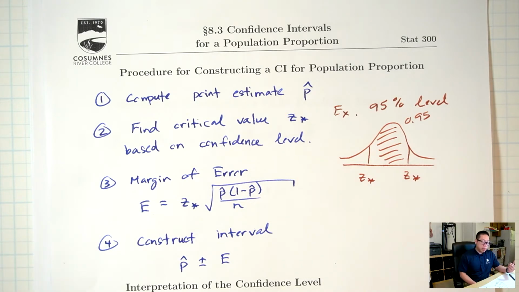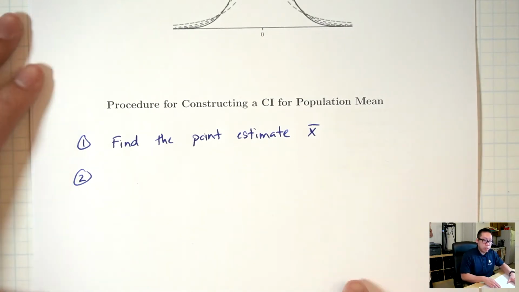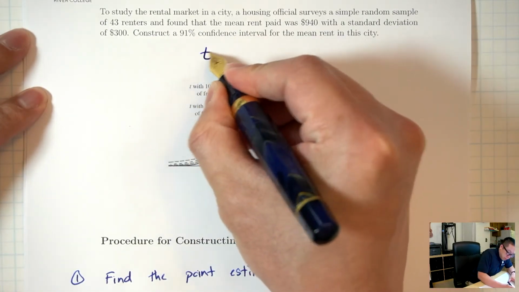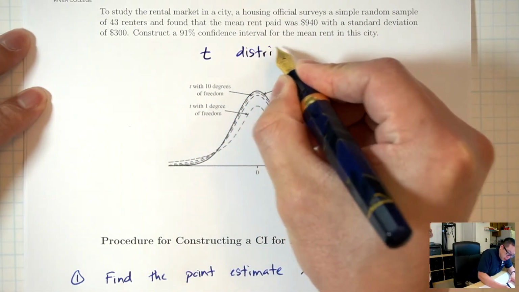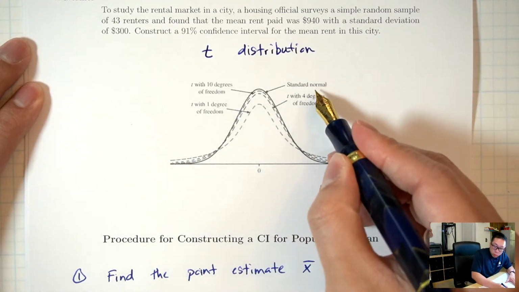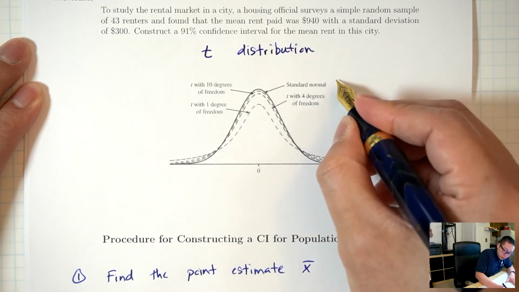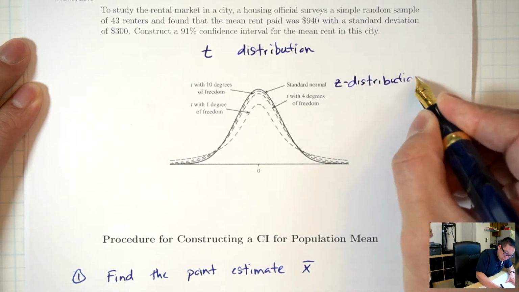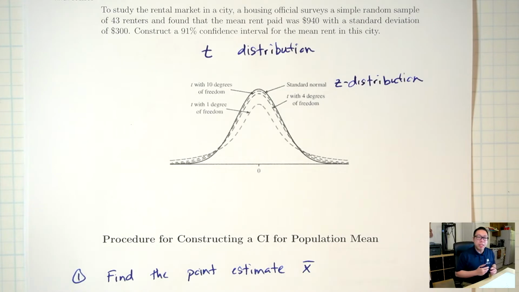So it turns out that for the mean situation, the Z distribution doesn't quite work. And we have to use a new distribution called a T distribution. So that's this picture up here. The solid line here, that's our standard normal picture. So the solid line is our Z distribution. The dotted lines are our T distributions. So notice that there's not just a single T distribution, there's a family of T distributions. Actually one for each sample size that we use.